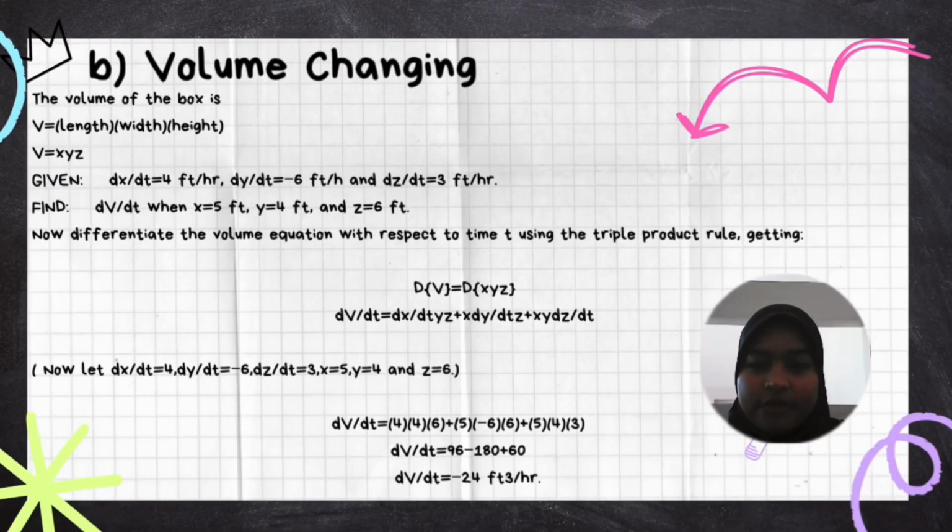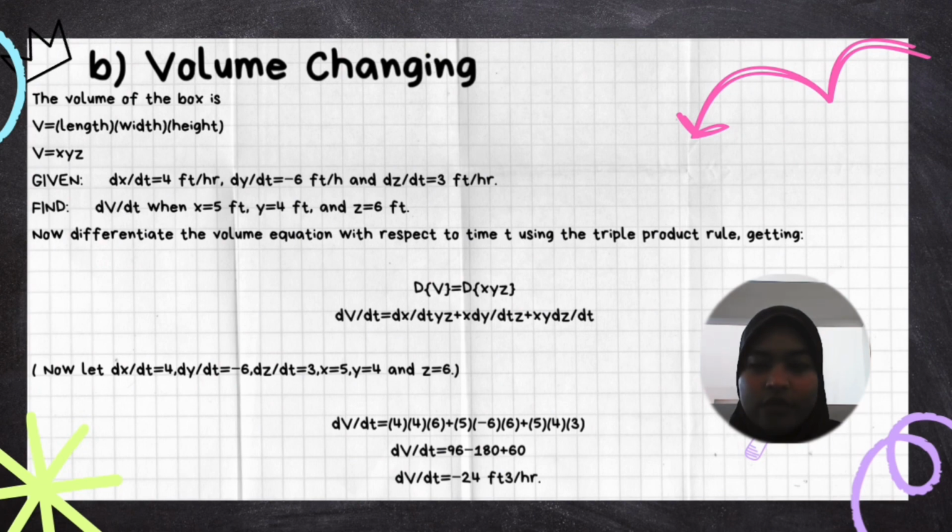Now, let's proceed with question B, which is volume changing. The volume of the box is V equals length times width times height, which is also equal to x times y times z. We are given that dx over dt is equal to 4 feet per hour, dy over dt is equal to negative 6 feet per hour, and dz over dt is equal to 3 feet per hour. Let us find dV over dt when x is equal to 5 feet, y is equal to 4 feet, and z is equal to 6 feet.